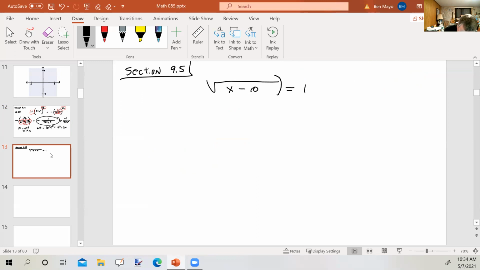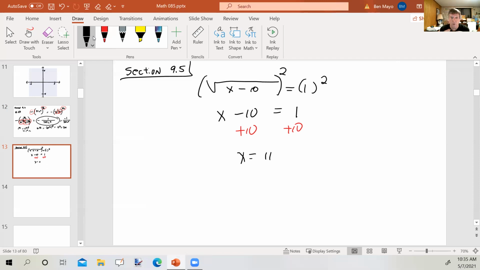So basically, if I square both sides of this equation, on the left side of the equation, I get x minus 10. On the right side of the equation, I get 1 squared or just 1. From there, I'm going to add 10 to both sides of the equation, and I get x equals 11.